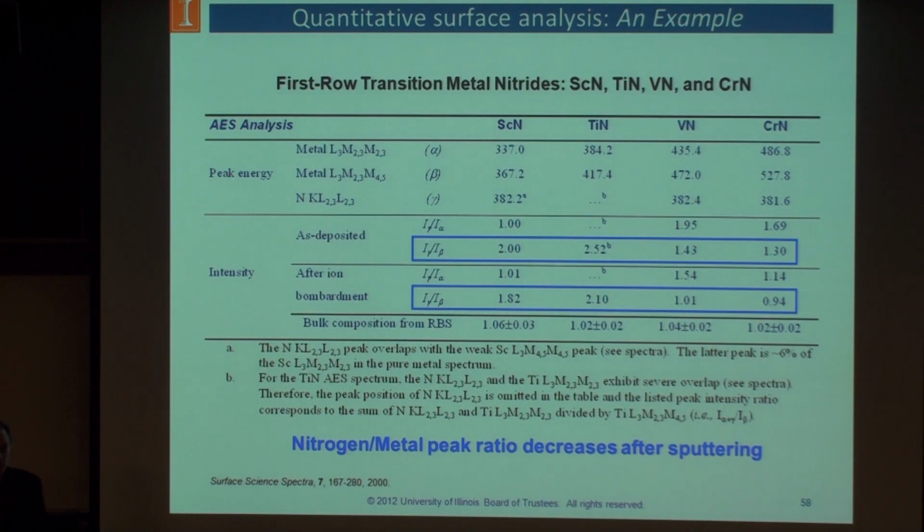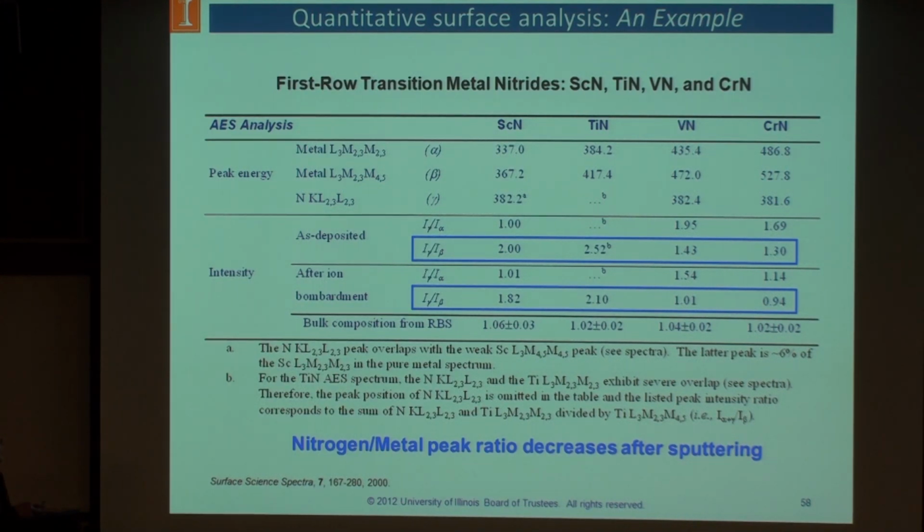Okay, here's an example of our quantitative analysis with the first row transition metal nitrides. One difficulty that arises with metal nitrides is that the transition metal lines for some of the compounds overlap with the nitrogen. So that means some of the numbers that we get won't be directly related to the metal and nitrogen ratio. It's actually the metal plus nitrogen over the metal. But that's not such a big deal as long as you have another technique you can quantify with, RBS, which we have. We can still use these numbers to do relative changes. We can understand changes in the material.